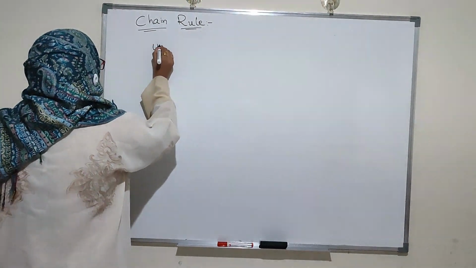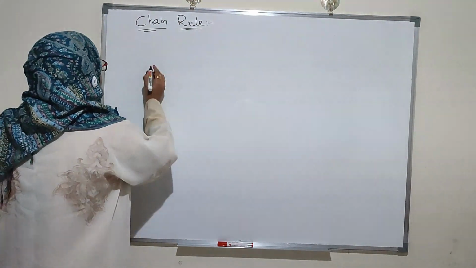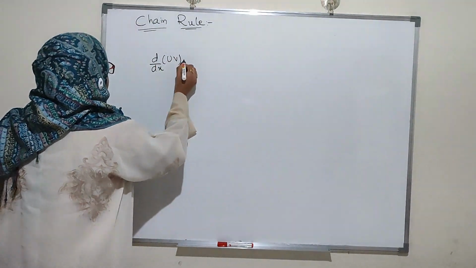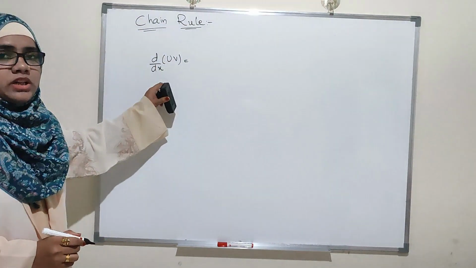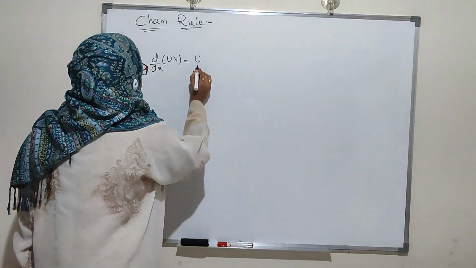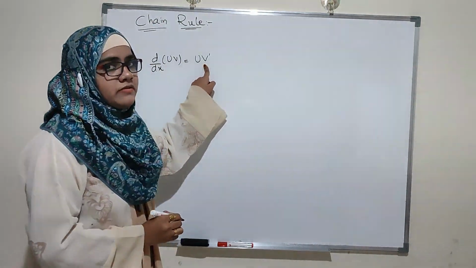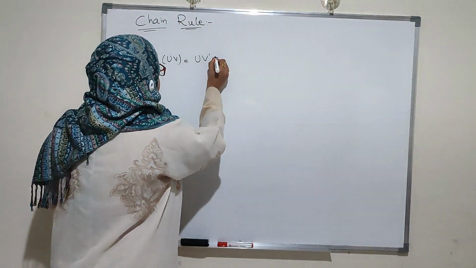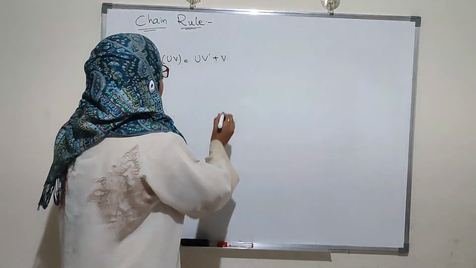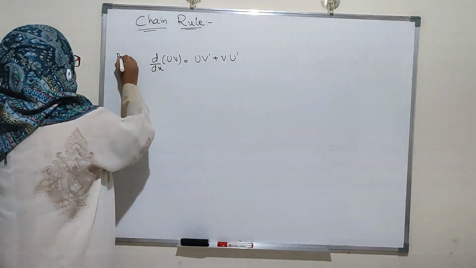suppose we are having two functions u and v. d/dx of u and v. We are having two functions in product or multiplication. So how to differentiate? Take the first function as it is, times the differentiation of the second: u as it is, differentiation of v is v dash, plus the second function as it is, and take the differentiation of the first. So it is the product rule.